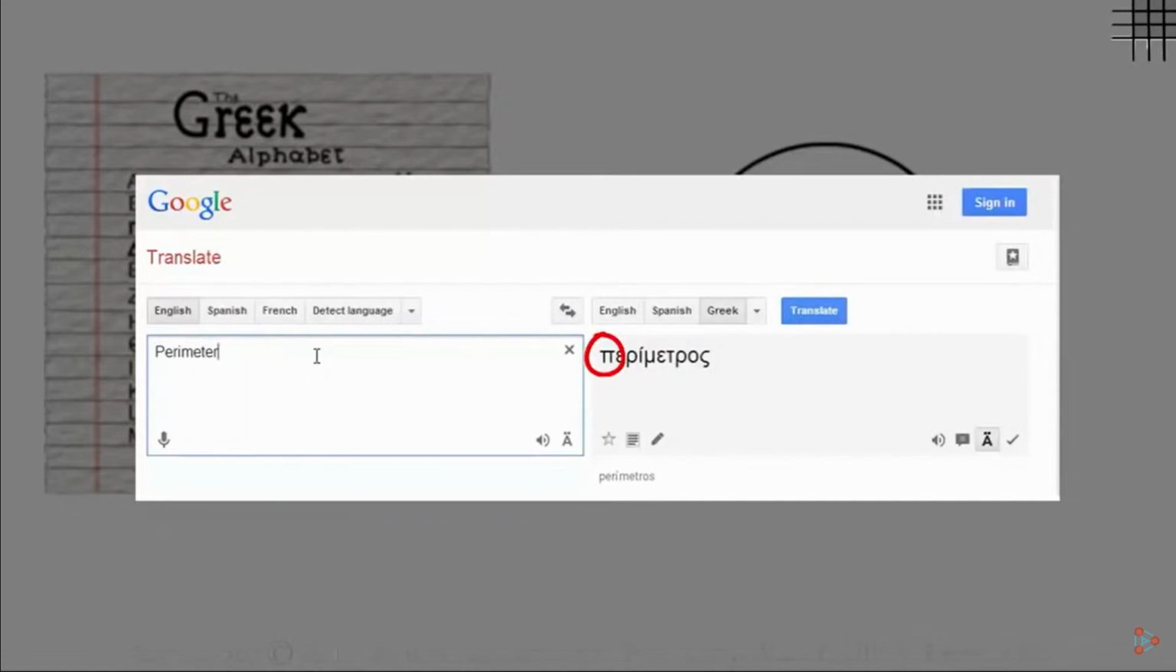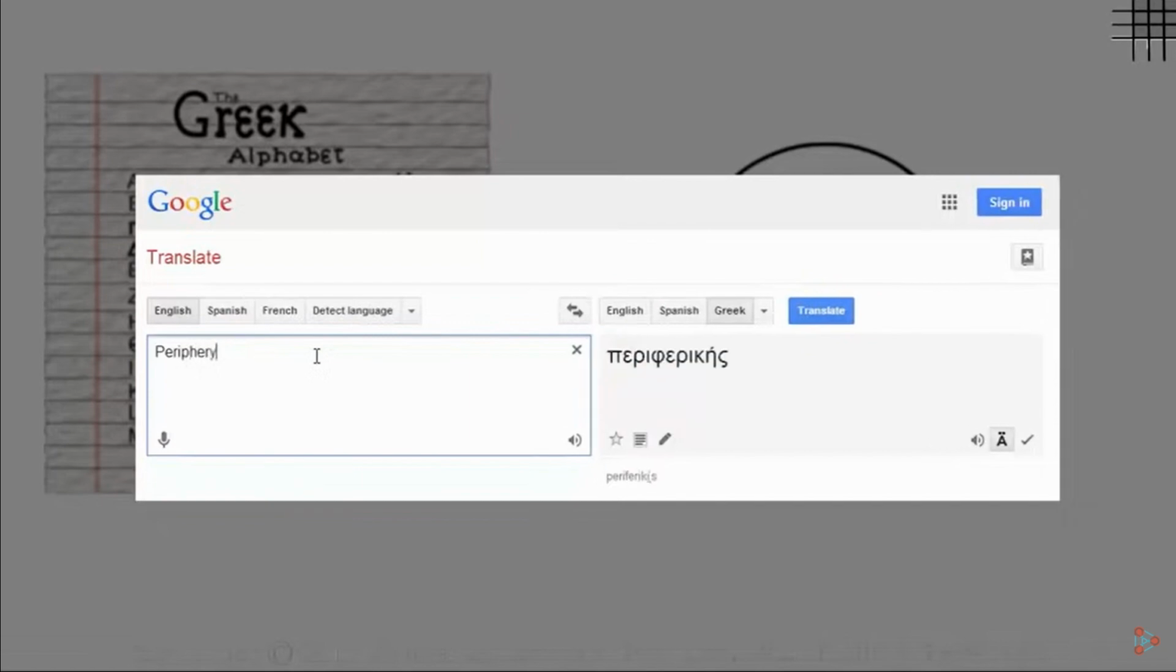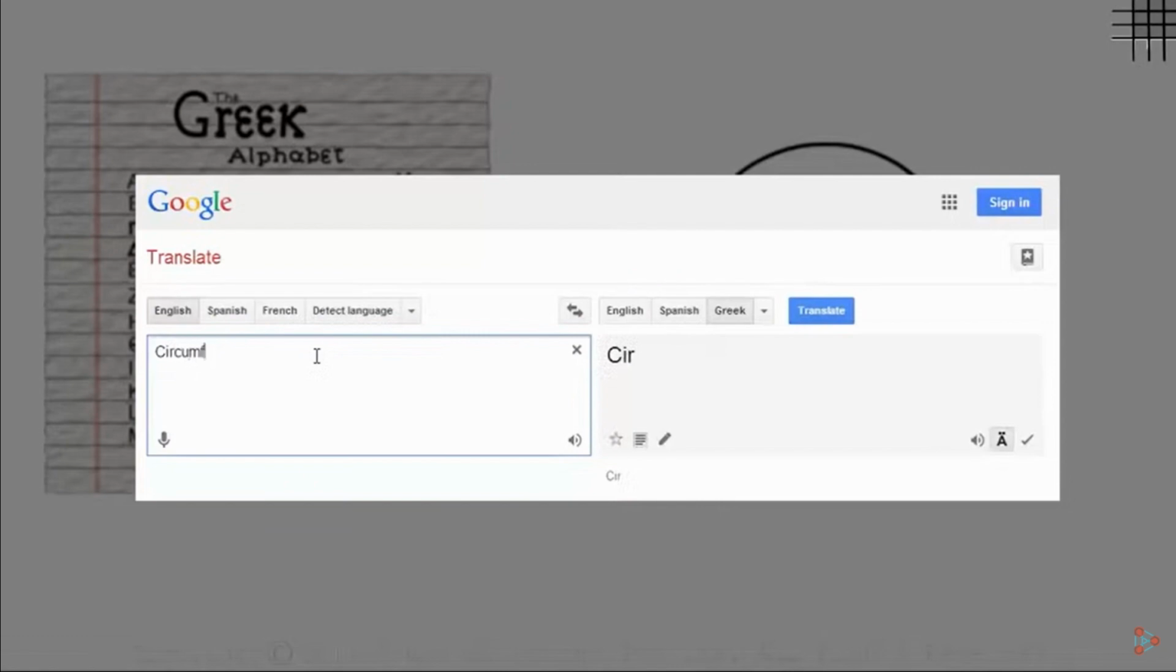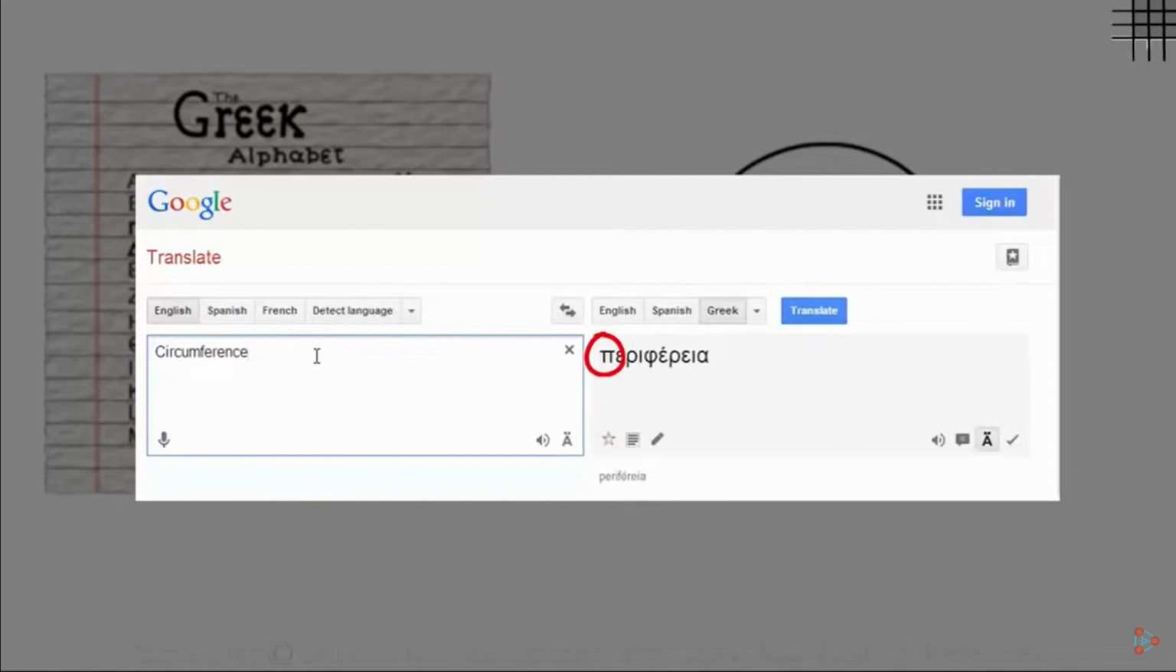Let's try a couple of more words related to perimeter. How about periphery? The first letter is still pi. Okay, let's try circumference. The first letter, as all of us can see, is still pi. That's probably why this symbol was used to denote pi.